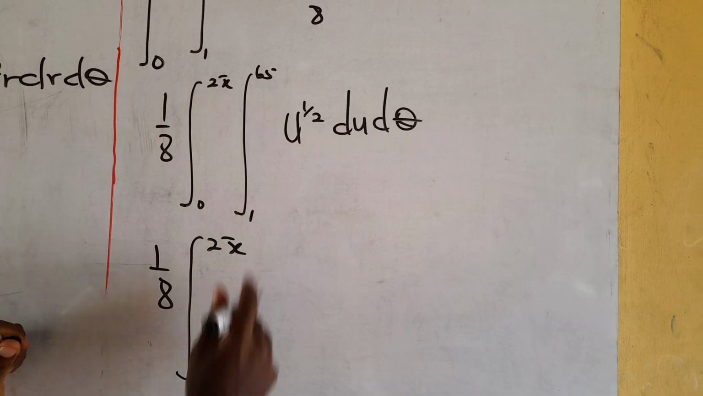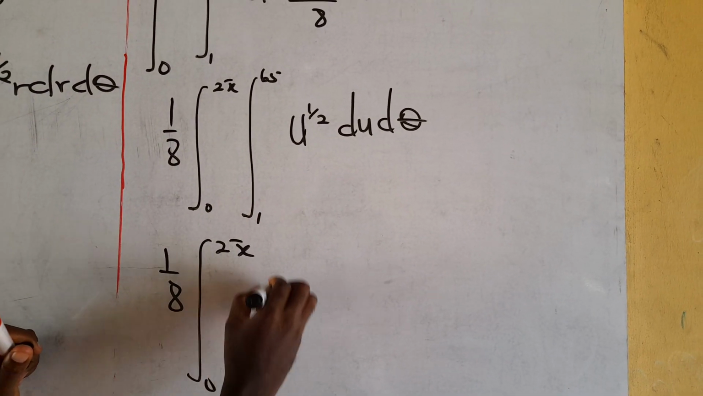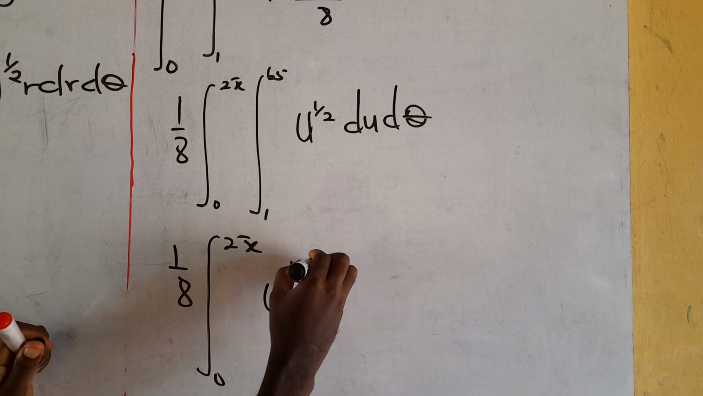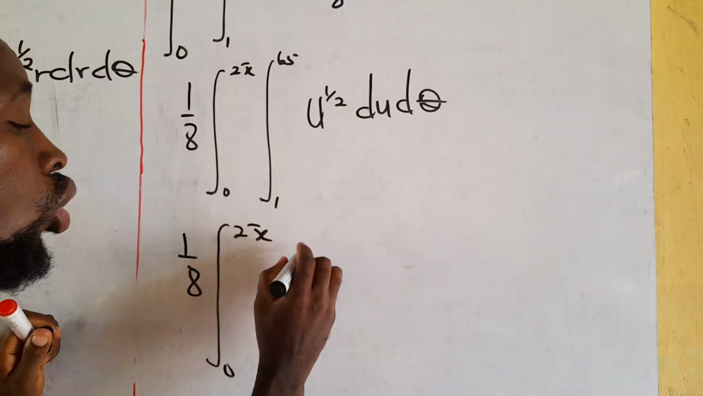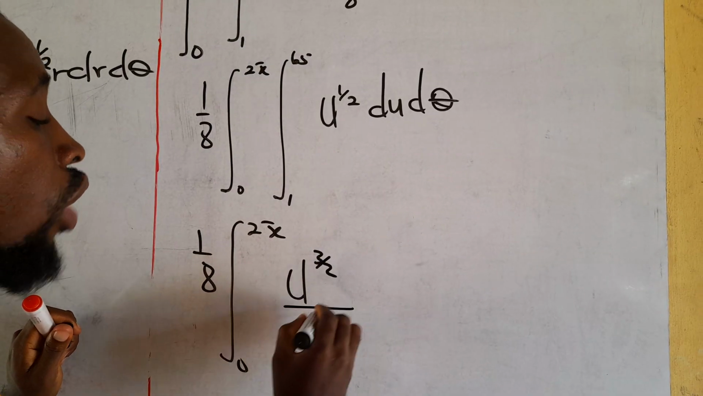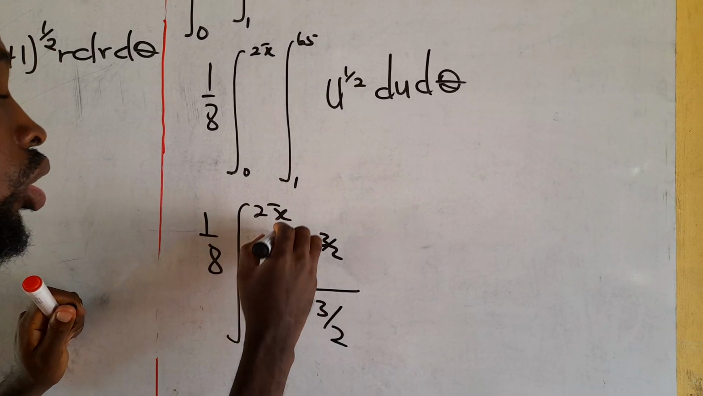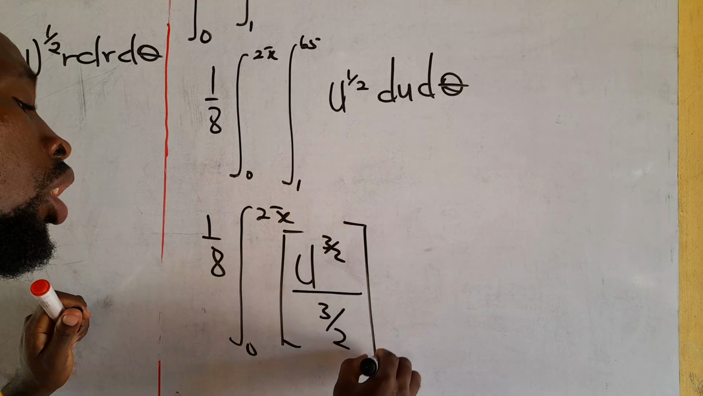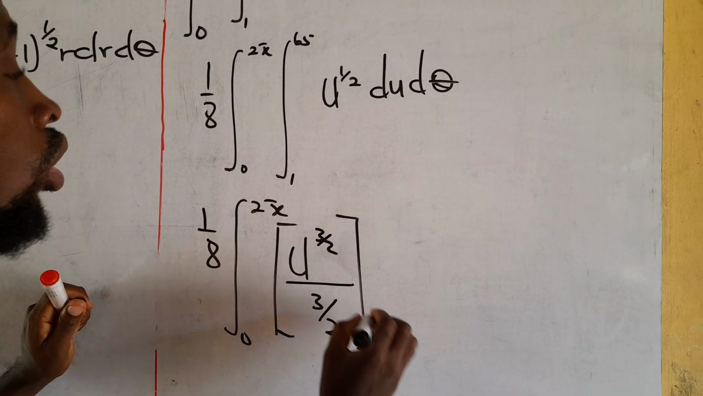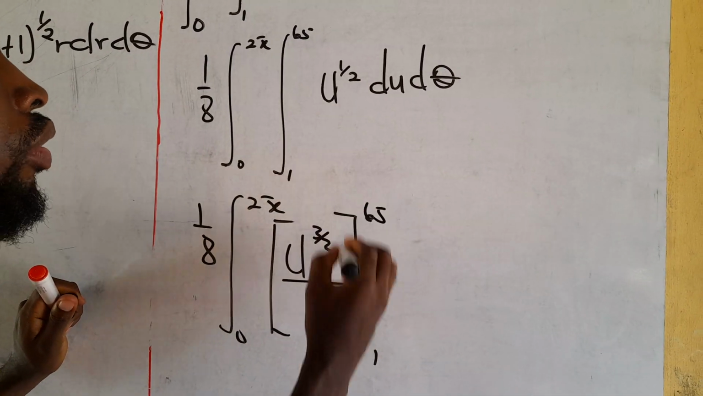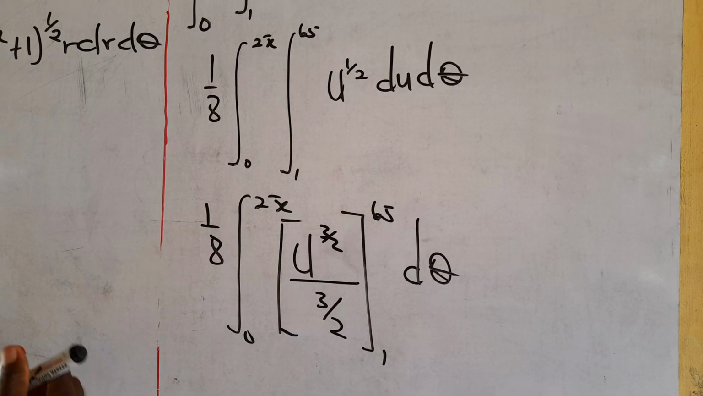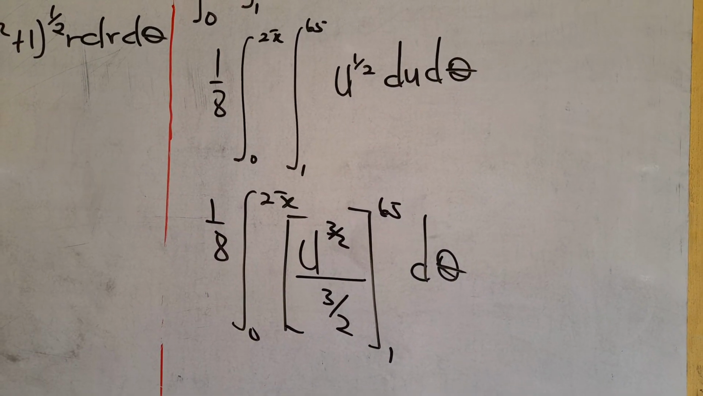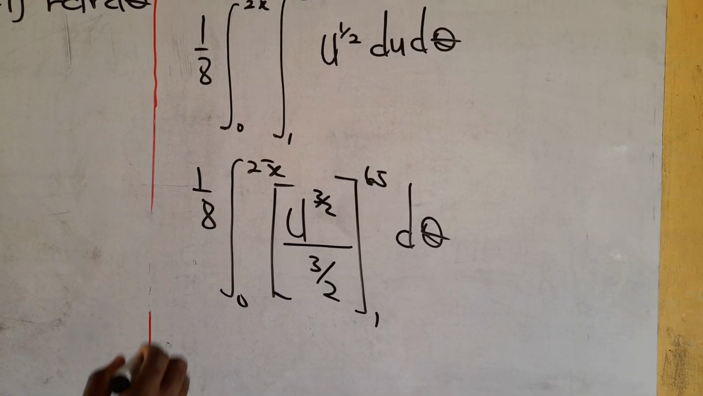Then when we integrate this, remember simple integration rules. U exponent half, we'll add 1. That becomes 3 over 2. So 3 over 2 over 3 over 2, spanning from 1 to 65, then d theta. We have integrated the du. So please check out my videos on double integration on YouTube.